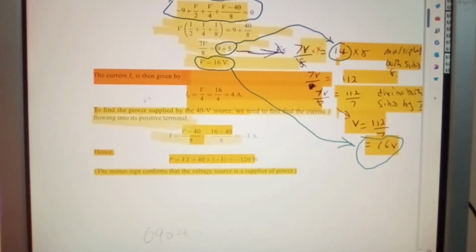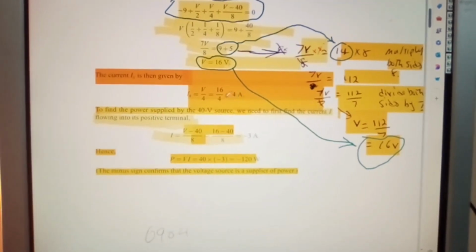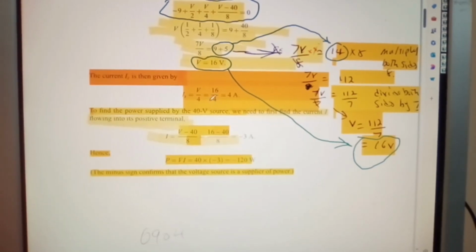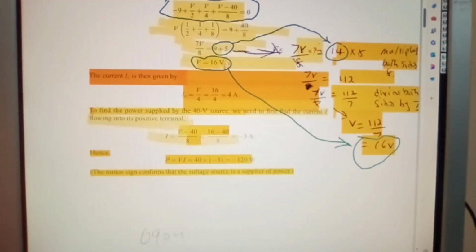The current Ix is then given by Ix equals V over 4 equals 16 over 4 equals 4 amps. Okay, so you know V is 16 as we got it here, and the resistor Ix in the diagram is 4 ohms, so we need to have the current flowing through. So the current flowing through that is 4 amps.